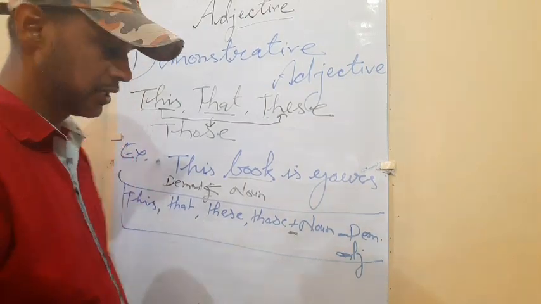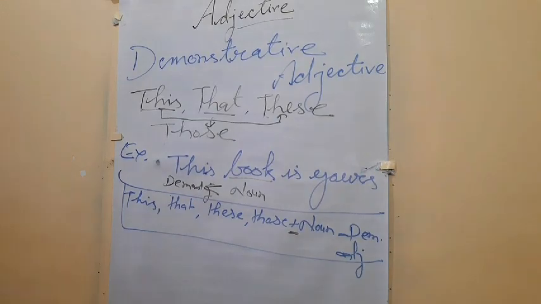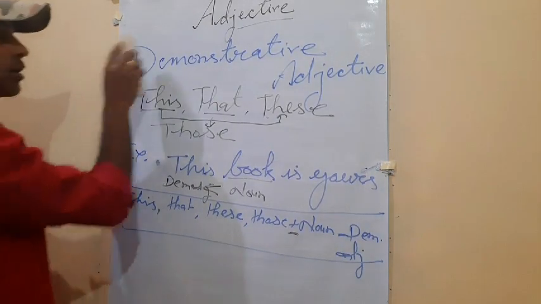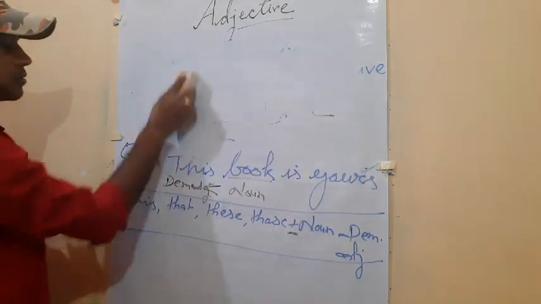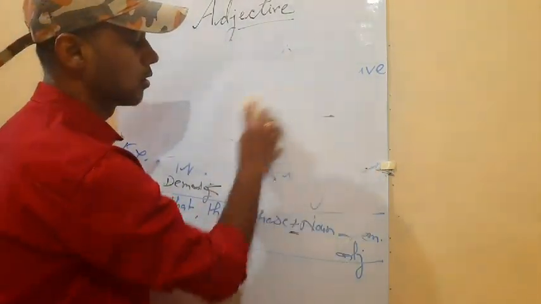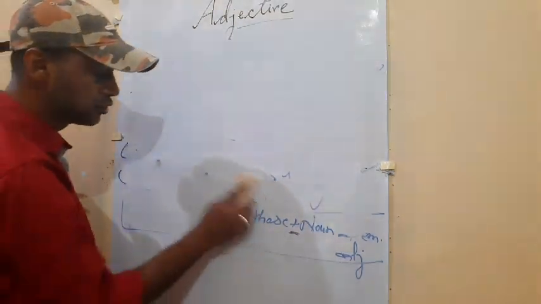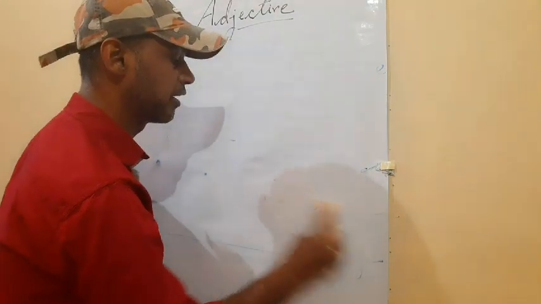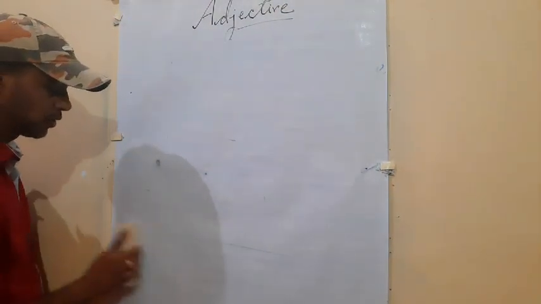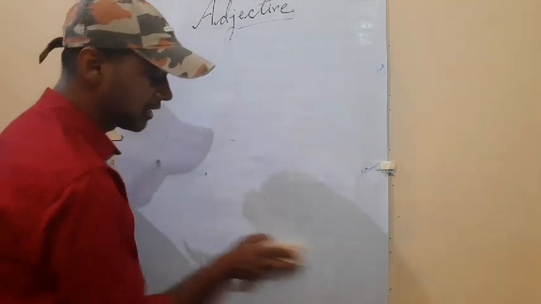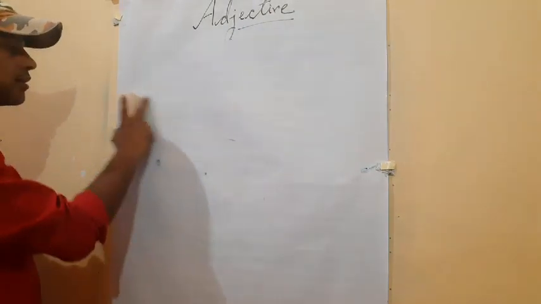Got it? Okay. Now I am going to write the next adjective. To understand this, I suggest that you make examples in your own way. When you can make the example, you will understand that you are able to understand the chapter better. So examples are very important.